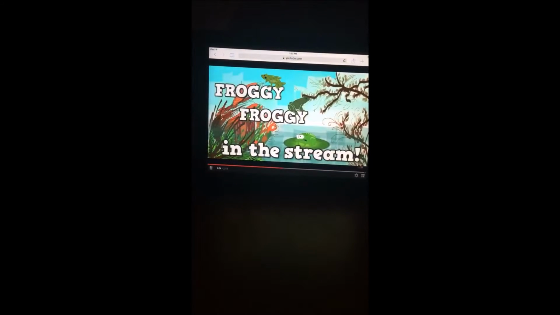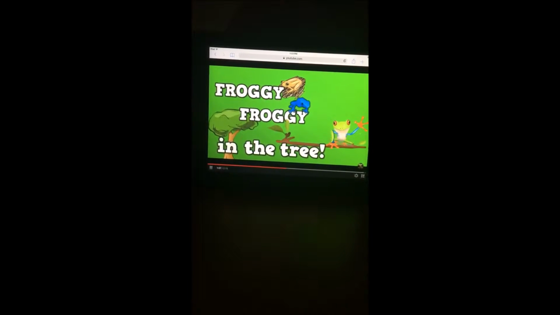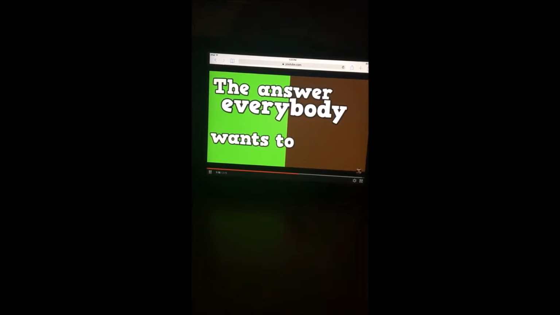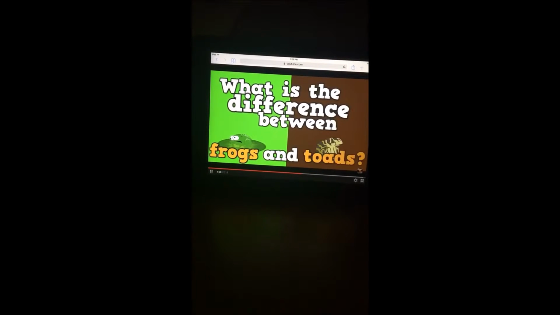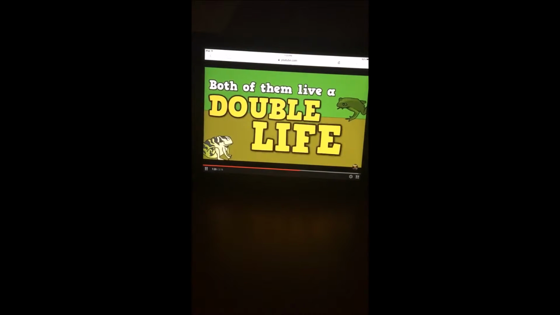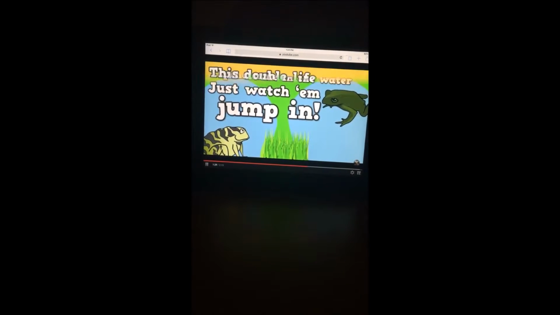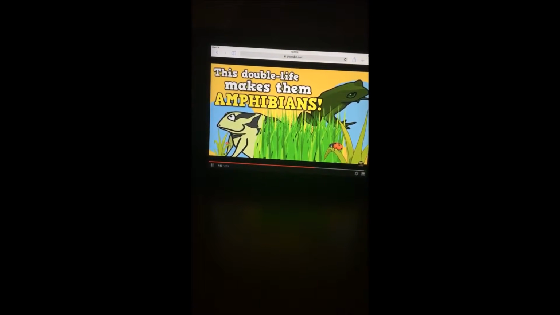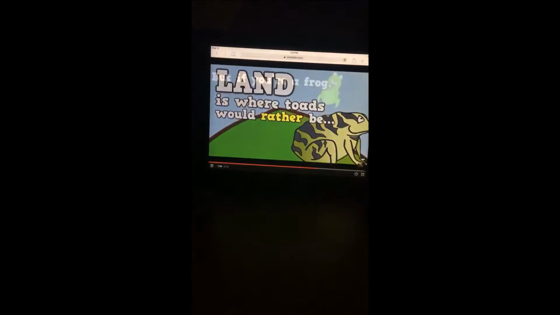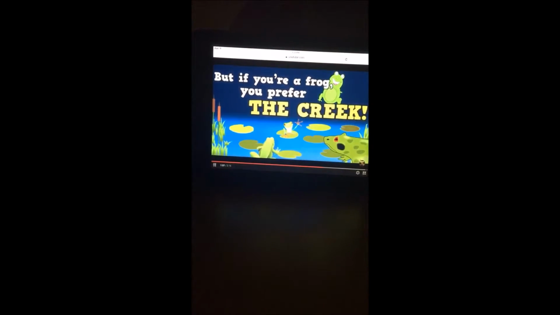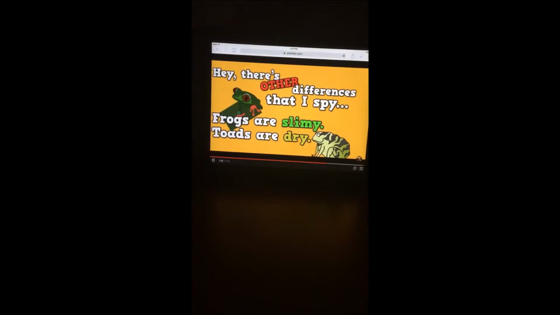Froggy, froggy in the stream, froggy, froggy in the tree. The life cycle just goes on and on. Now listen up to my froggy song. The answer everybody wants to know. What is the difference between frogs and toads? Both of them live a double life, sometime on land, but they also might spend time in the water. Just watch them jump in. This double life makes them amphibians. Land is where toads would rather be, but if you're a frog, you prefer the creek. Hey, there's other differences that I spy. Frogs are slimy, toads are dry.